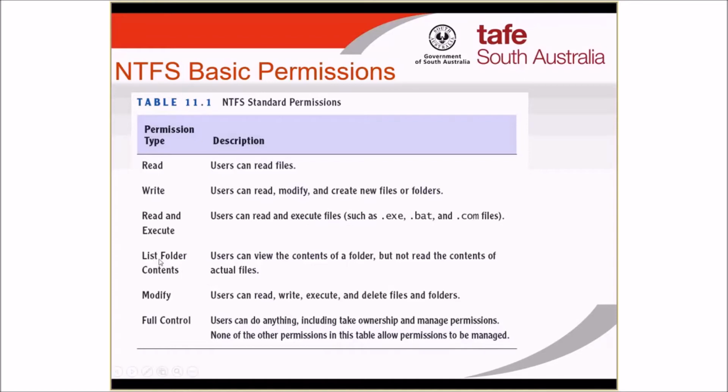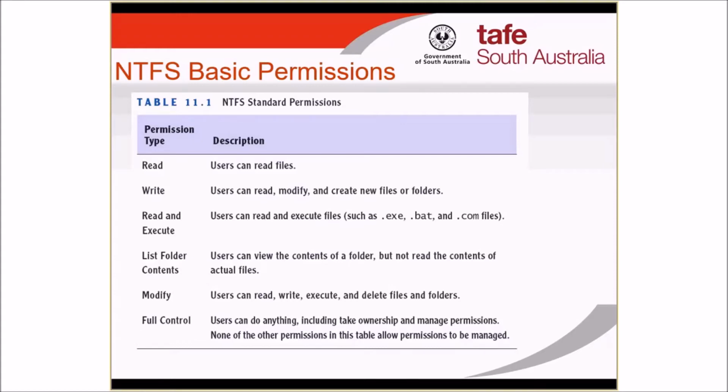Probably the minimum permission is list folder contents. That's basically just seeing the files are there. You can't open the files, you can just see the files that are in the directory. You can view the contents of the folder but not read the contents of the actual files.